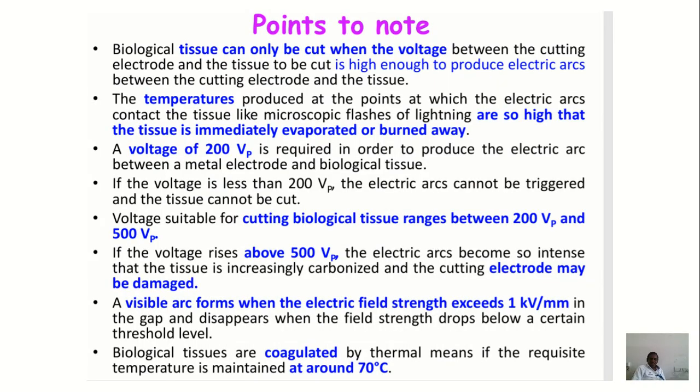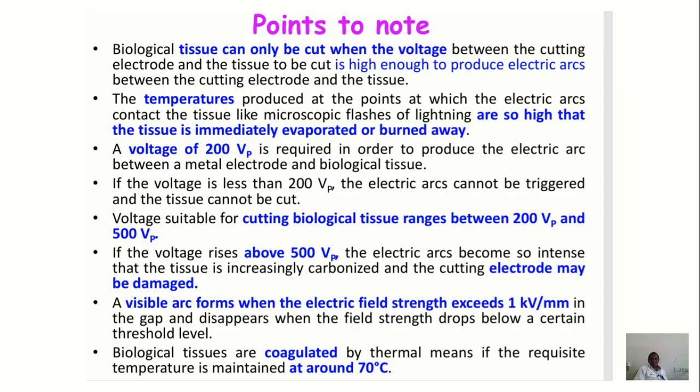Some important points to be noted in the diathermy. What points should you keep in mind while using the diathermy machine for cutting, coagulation and any surgical operations? Biological tissue can only be cut when the voltage between the cutting electrode and the tissue to be cut is high enough to produce an electric arc between them, and a sufficient electric arc should be generated.